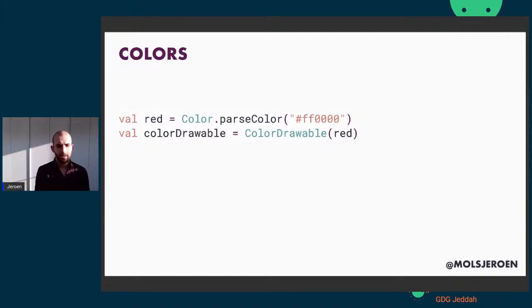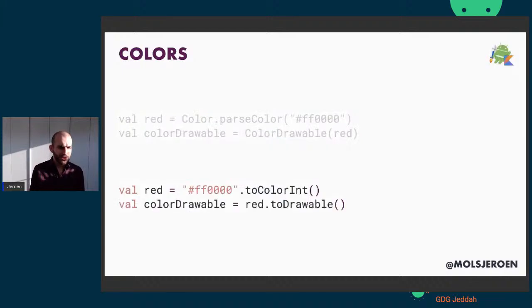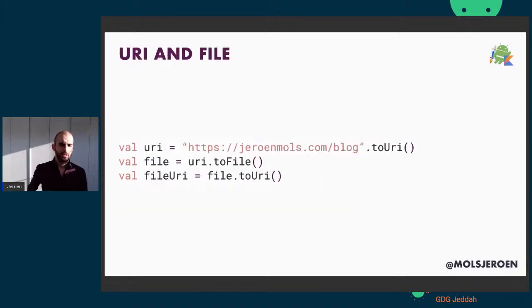Then colors. This is also pretty verbose to work with otherwise. Android KTX just makes this more natural, because you can take a color representation in a string and just say, hey, toColorInt, and the resulting int, you can just say, hey, convert it to a drawable for me. Similar to URI and file, you can take a string that represents a URL and then just call toUri on it, convert it to a file, and convert the file back to a URI. Pretty simple, but often in day-to-day use, they can really be delightful to use, I would say.